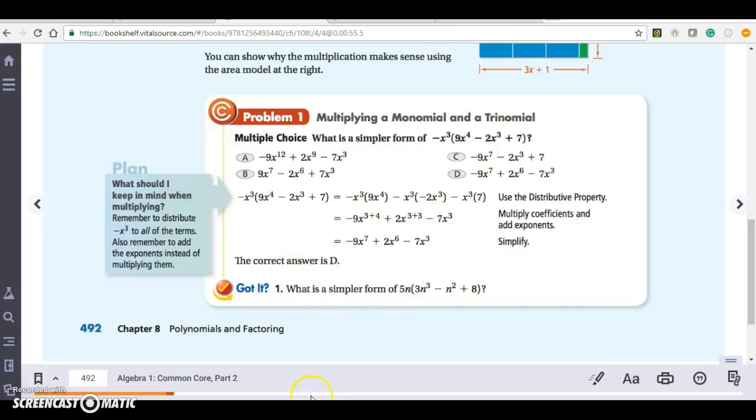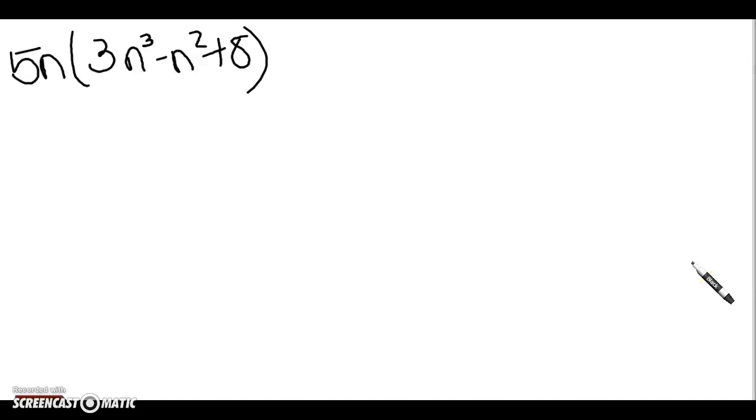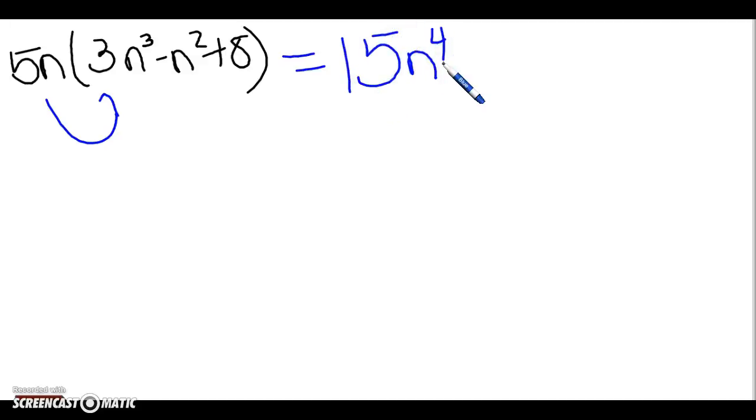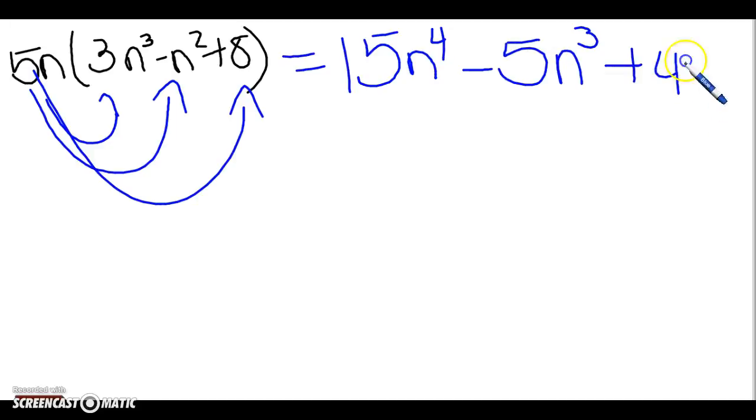So let's look at number 1. If I distribute, I get 5n times 3n to the third, which is going to give me 15n to the fourth. So I add my exponents and multiply my coefficients. Then I do 5n times negative n squared, which is going to give me a minus 5n to the third. And 5n times 8, which gives me 40n.